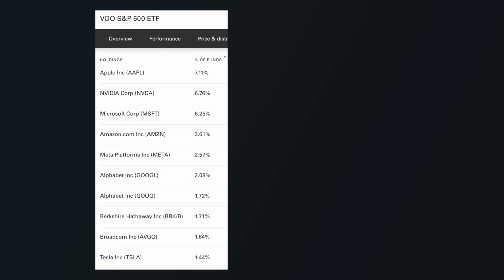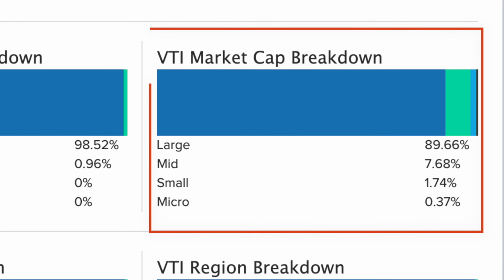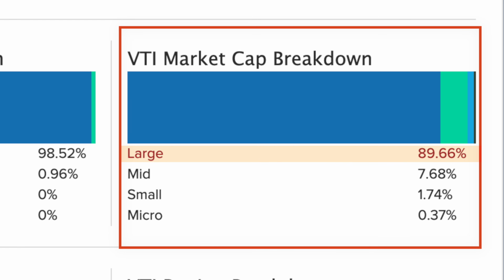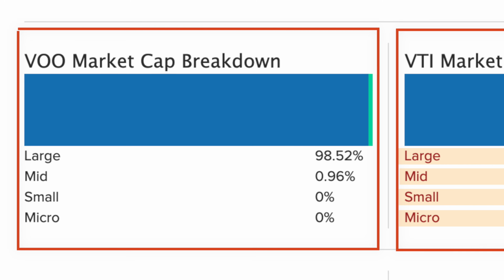And as you can see within the individual companies, the difference comes from Apple having just over 7% in VOO, but for VTI, it is just under 6% of the weight, where many of the ones following will be slightly lower for VTI because they have many more holdings. But not only are the companies' weights going to be slightly different, it's because VTI contains roughly 89.66% large cap stocks, 7.68% mid cap, 1.74% small cap, and 0.37% micro cap, where VOO is pretty much all large cap stocks.